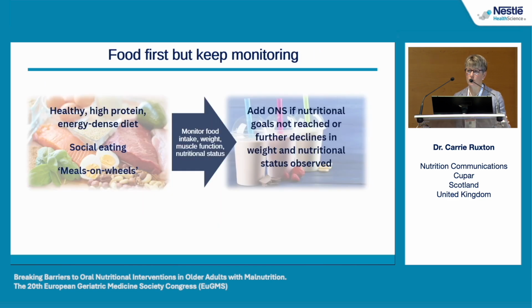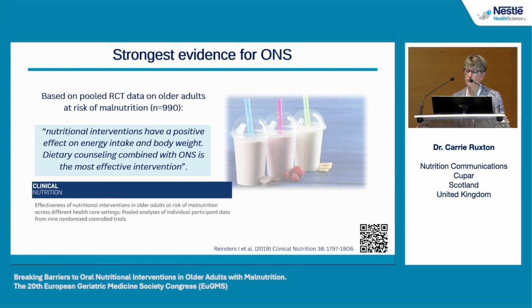As a dietitian, of course, I always put food first. So I'm a great fan of ONS, but it has to sit in a context where food is the cornerstone, and that is making sure older people can get a healthy, balanced diet, that they're eating socially, and that could be through things like Meals on Wheels. And you add the ONS if these nutritional goals are not being reached with food first. So the strongest evidence is for ONS, and that's probably just because of the huge number of studies that have been done, and because it's a much easier intervention to standardize than food, which can obviously vary a lot.